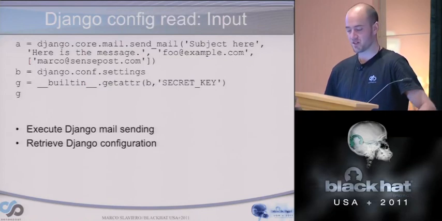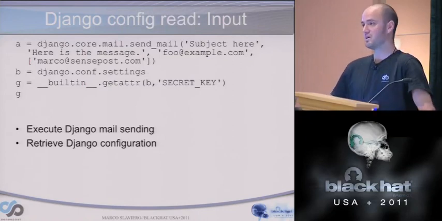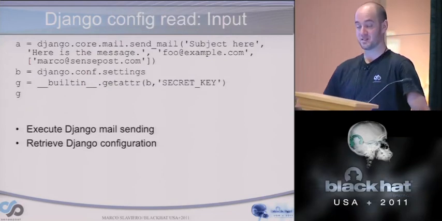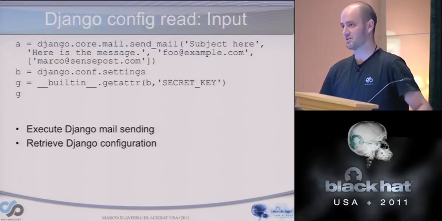But more interesting is you can start to do things like query the configuration settings for Django. So if you know anything about Django, you'll know that there's a secret key, and that secret key is used to generate CSRF tokens and so on. It's used as the basis for some of the internal crypto.